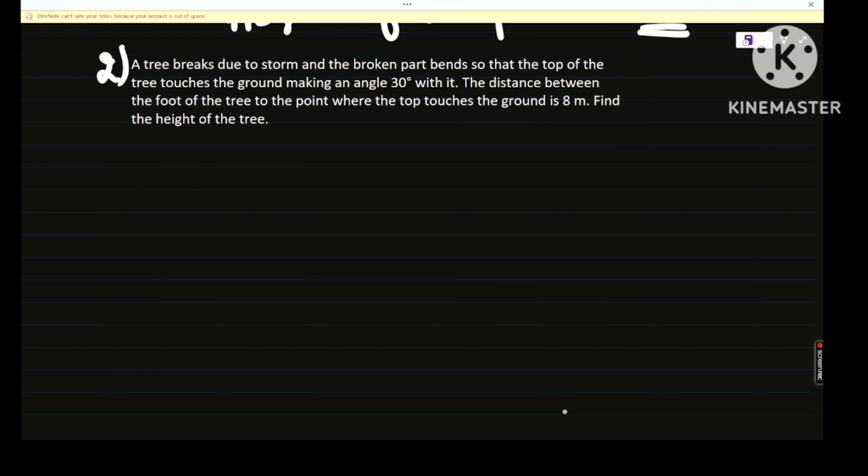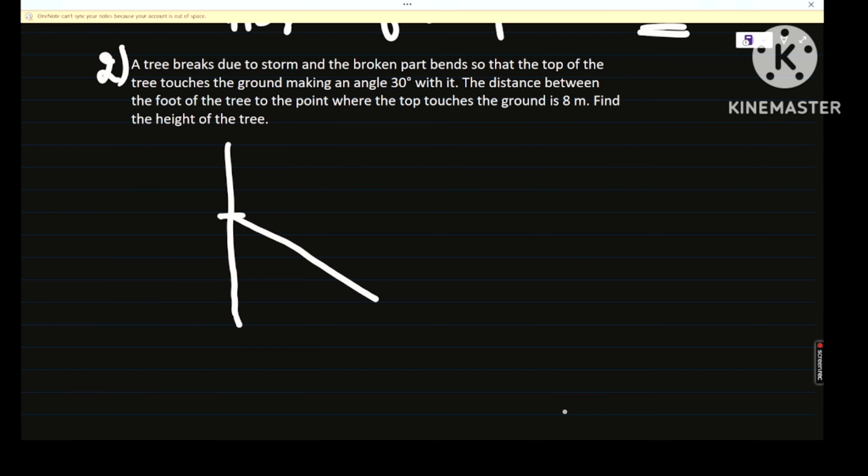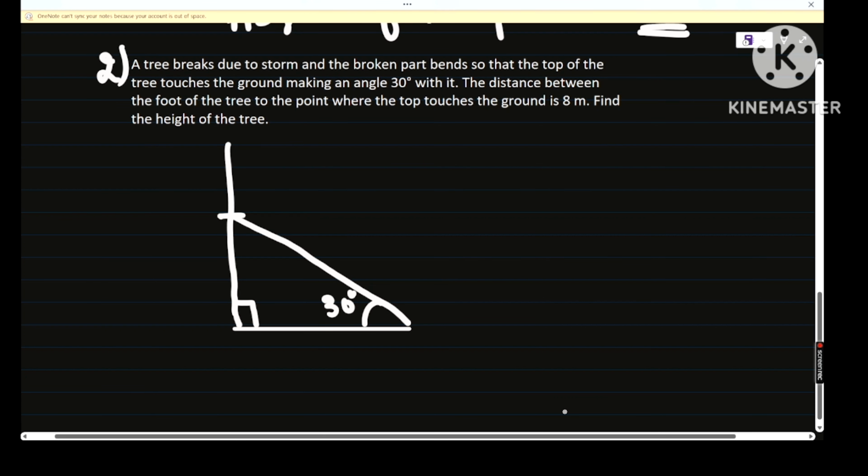So what is given? There is a tree. It's a big tree. It is broken like this over here, and the broken part touches the ground. The top of the tree is touching the ground, and this is the ground level. The top of the tree touches the ground, making an angle of 30 degrees. So this angle is 30 degrees, and the tree is always perpendicular to the ground, so it forms a right triangle.